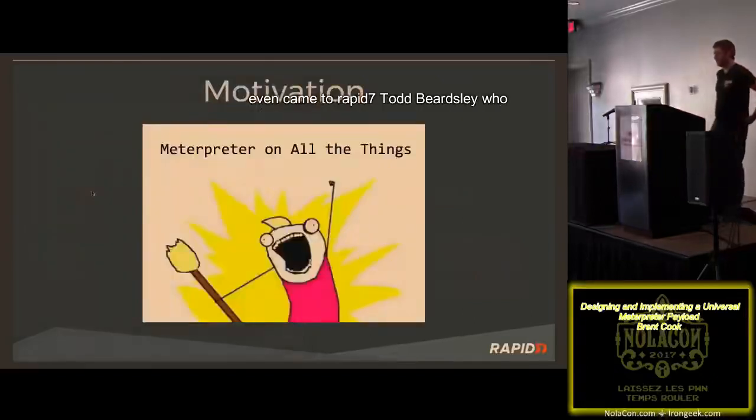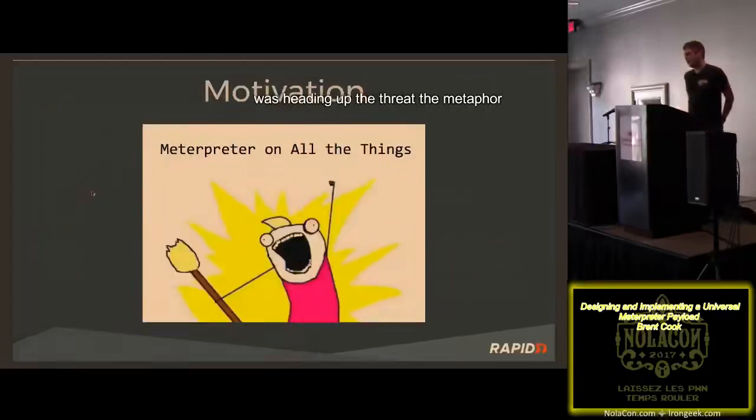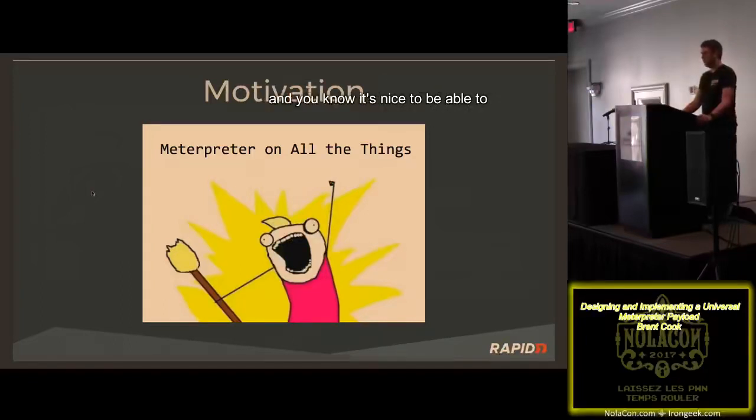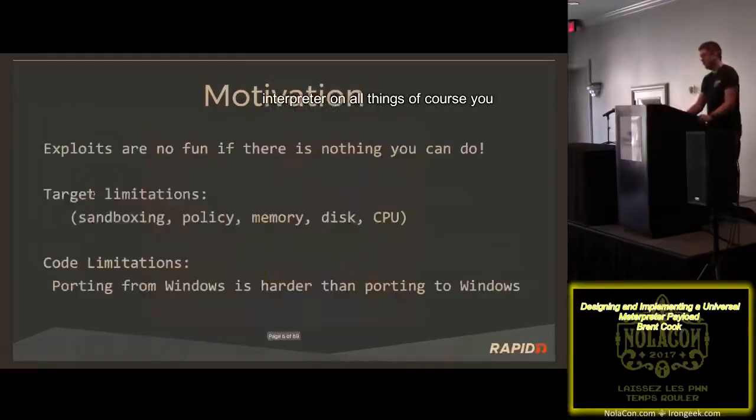Main motivation. Actually, this is the main reason why I even came to Rapid7. Todd Beardsley, who was heading up the Metasploit team at the time, basically wanted to run Meterpreter on everything. We're looking at IoT, we're looking at routers, looking at phones, looking at switches, all this kind of stuff that suddenly had an IP address. You want to be able to run Meterpreter on it. Sure, reverse shell is fun, but you can only get so far a lot of times with BusyBox, and it's nice to be able to have the ability to do pivoting and take pictures and do all kinds of different interesting stuff. So that's basically the idea here, is that we wanted to run Meterpreter on all things. Of course, if you write exploits, it's not that much fun if all you get is a reverse shell.